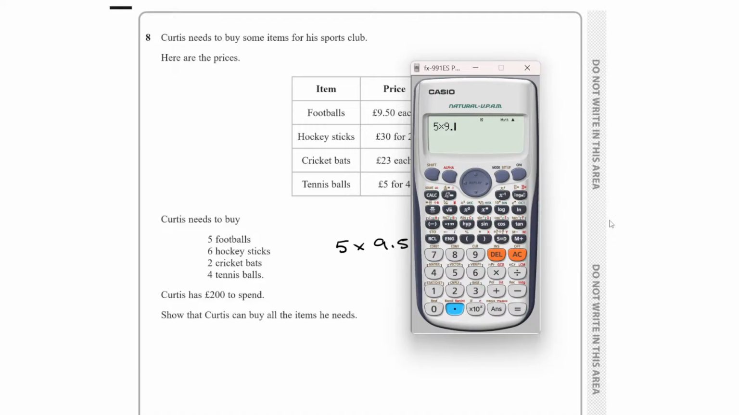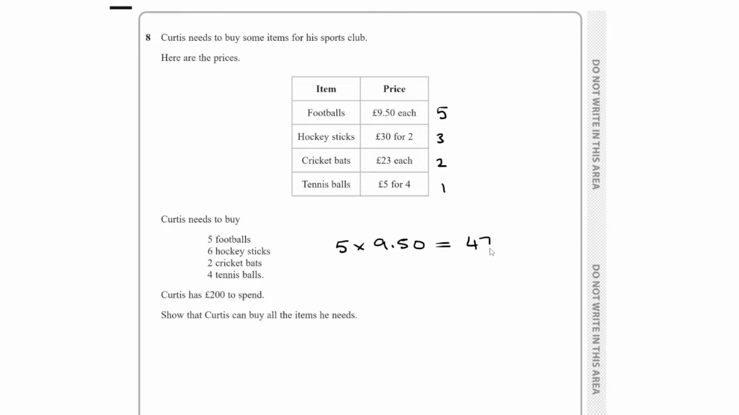5 times £9.50 gives me £47.50. Then for the hockey sticks, because Curtis needs 6 hockey sticks, but they are 2 for £30, that means I want to have 3 of the offer, don't I, of the promotion. I want 3 lots of that. So I would just do 3 times 30.